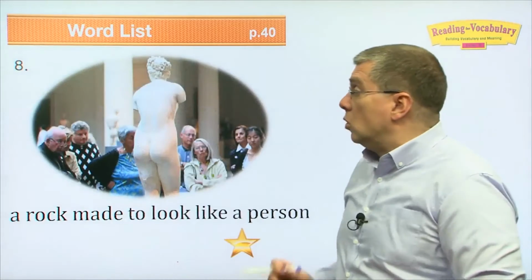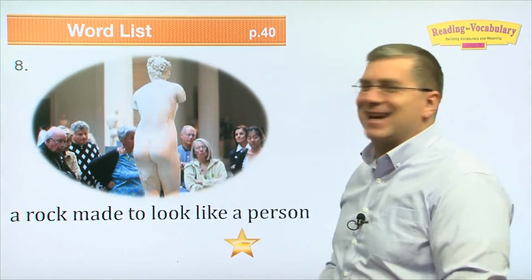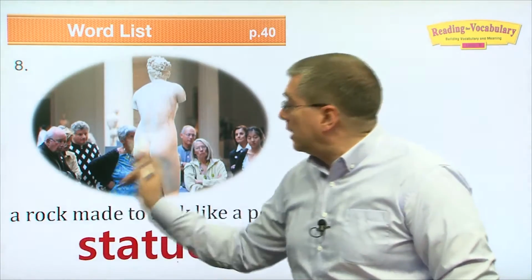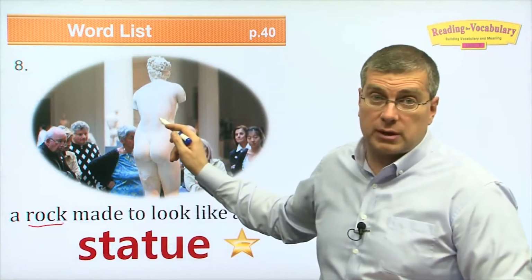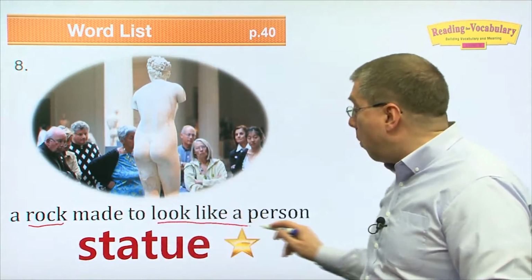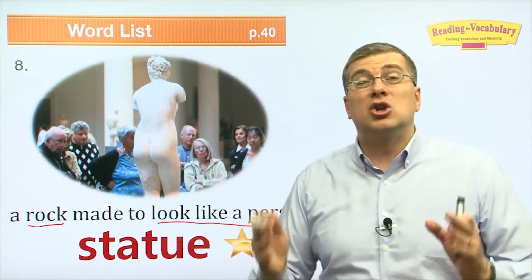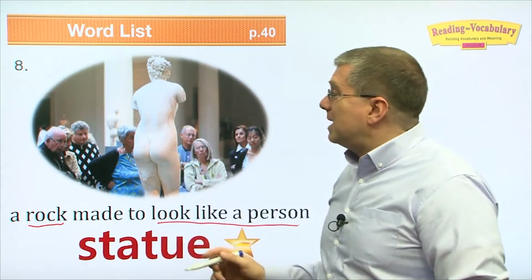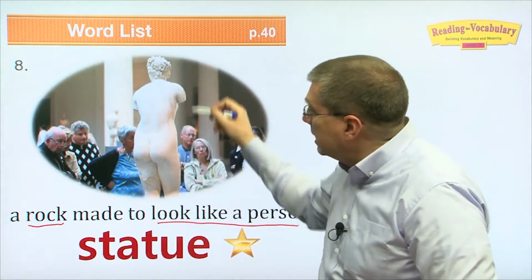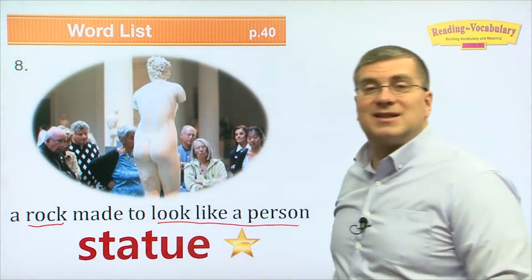Okay, next, number 8. Oh, be careful. She doesn't have pants on. Okay, sorry. This is a statue from a long time ago, right? A statue is a rock. This isn't a person. It's a rock. It was made to look like a person. Wow, that's amazing. The person who made this statue is a really good artist. The person who made this statue used a chisel and a hammer to shape this rock into a shape that looks like a person. And we call that a statue.